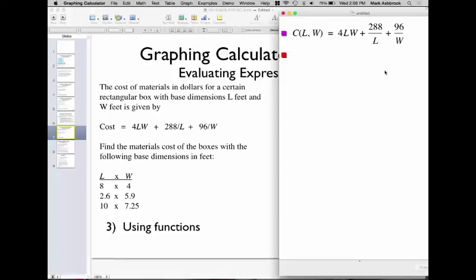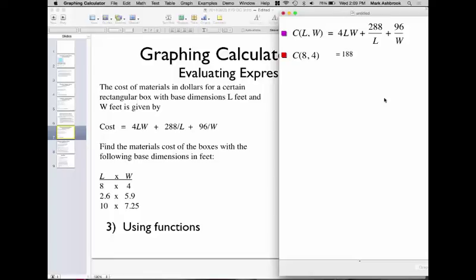Now, how can I represent the cost of a box with length 8 and width 4? Who's learned something? How can I represent the cost of a box with length 8 and width 4? C of, and you remember control 9, control 9, 8, comma 4. And look, it knows that represents the cost of the box with length 8 and width 4, and told us what the value was.